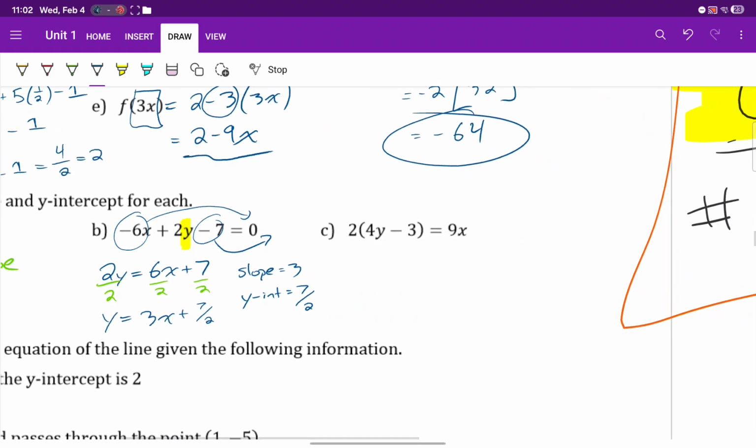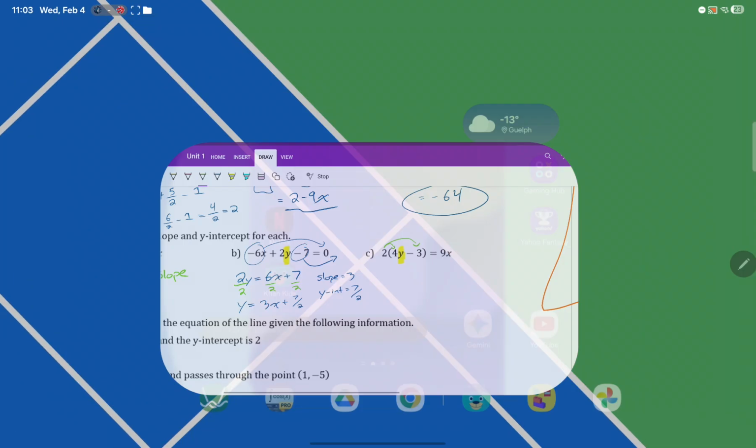In the next one, same idea here. We are going to isolate for our y variable. Okay. You can do this in a variety of ways. You can distribute the 2 into the bracket if you would like, or you can divide both sides by 2. It's totally your preference on the way you go about doing this one.